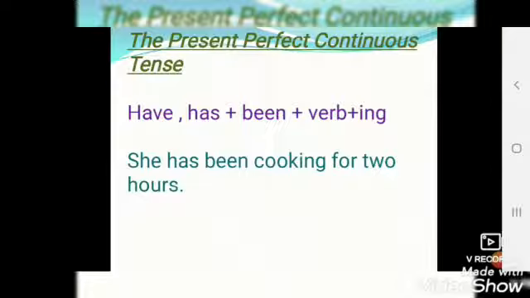We use have and has in both tenses, but in present perfect simple we use have, has plus past participle, but here we use have, has plus been plus verb plus ing.